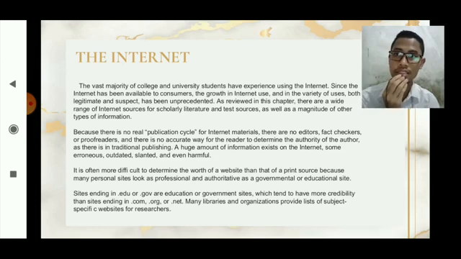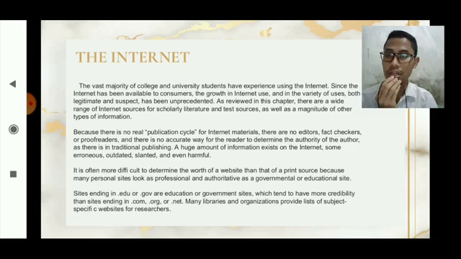And the next is the internet. The vast majority of college and university students have experience using the internet. Since the internet has been available to consumers, the growth in internet use and in the variety of use, both legitimate and suspect, has been unpredicted as reviewed in this chapter. There is a wide range of internet sources for scholarly literature and text sources, as well as a multitude of other types of information.